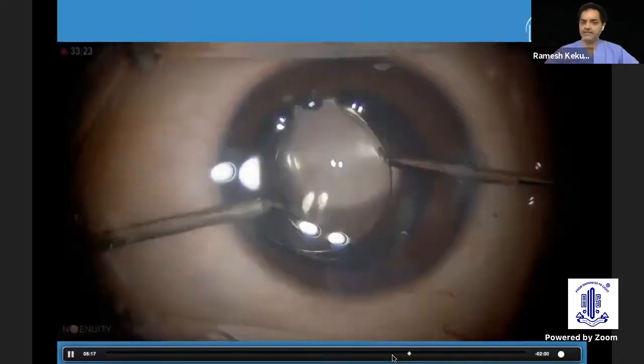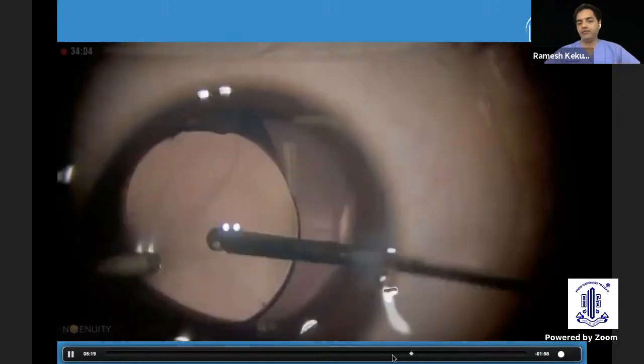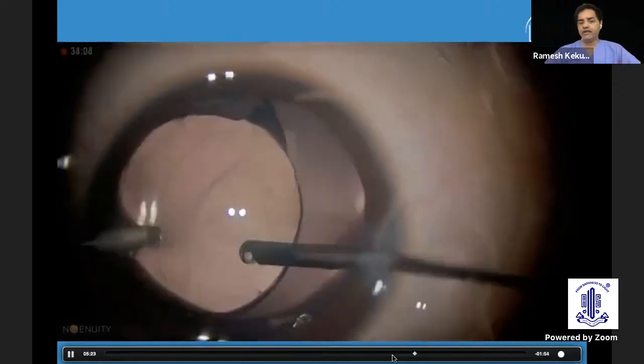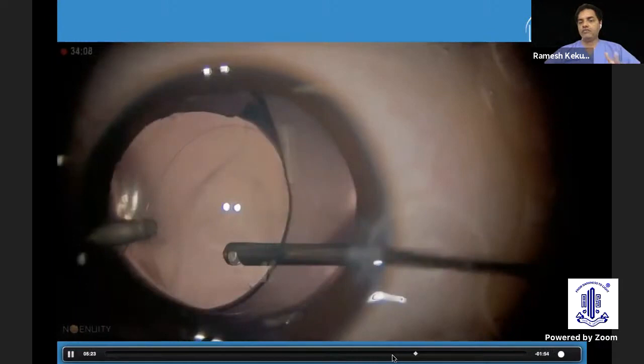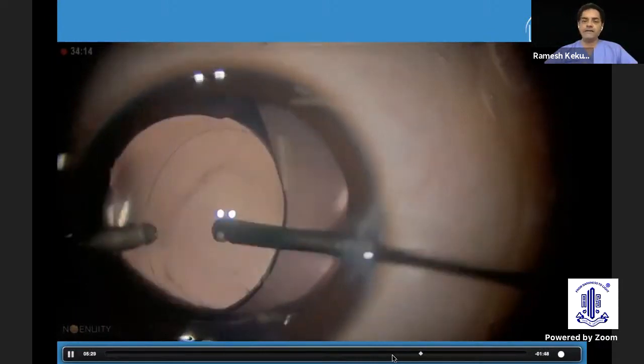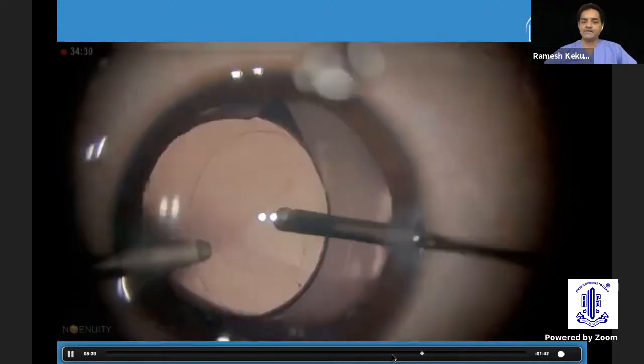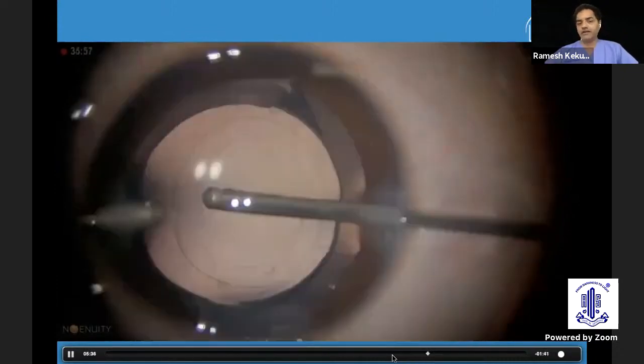I am going behind the lens here because in this video, I just wanted to show both the techniques, after implantation and before implantation. So this way you can shave it off. Always keep a very, very high cut rate for the capsular axis. And then even for the vitrectomy, capsular axis, you can keep it at a little bit lower rate.